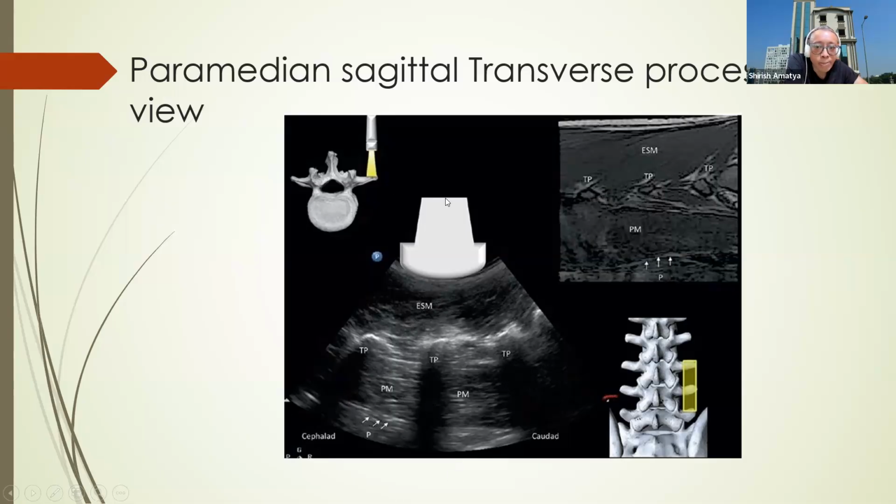So this is the paramedian sagittal transverse process view, where the probe is just over the transverse process in the sagittal manner, and this is the orientation of the probe over the transverse process. And you can see this posterior acoustic bony shadow, you can also call this a trident sign.